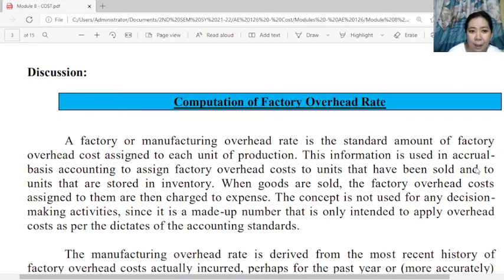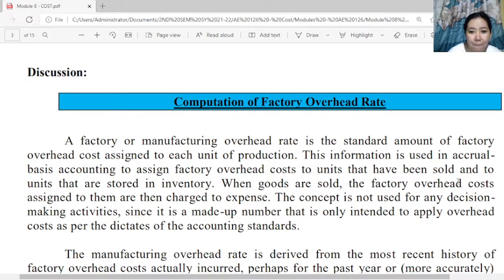So to start with, let us discuss the computation of factory overhead rate. Another term for factory overhead rate is manufacturing overhead rate. This is a standard amount for the overhead cost to be assigned to each unit of production. This will be used later on in accrual basis accounting in assigning the overhead cost to each unit that has been sold and also those inventory still stored in our warehouse. When the goods are sold, your factory overhead cost assigned will be charged to expense. And the concept is not used for any decision-making activity since it is a made-up number that is only intended for applying our overhead cost per the dictates of the accounting standards.